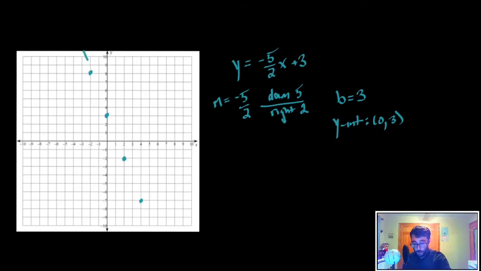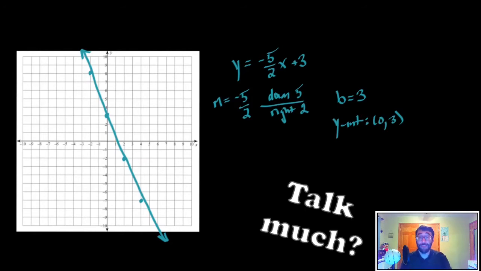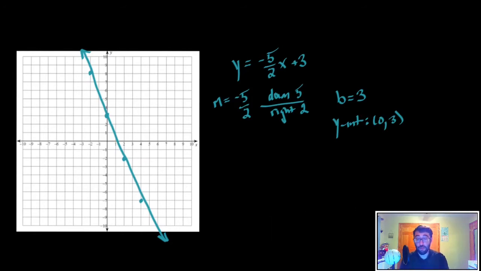And now we're going to go ahead and connect that. Try to get all the points on yours. It's a little bit hard to draw on this tablet to get through all of them, but that is our line, okay? So that is the line for the equation y equals -5/2 x plus 3, okay?